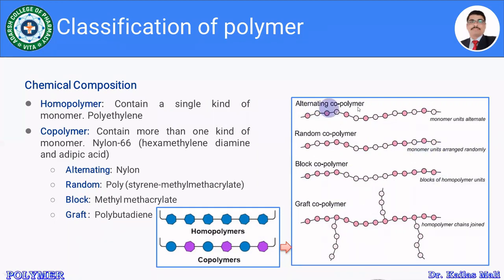So in the case of alternating polymers, monomer units are alternate. In the case of random copolymer, monomer units are arranged randomly. In the case of block copolymer, blocks of homopolymer units are present over here. So this is a block A, this is a block B, again there is a block A, again there is a block B. In this way the chain is formed. Then it is said to be the block copolymer. Then the graft copolymer, there are homopolymer chains joined by grafting onto the main polymer chain. Then it is said to be the graft copolymer. The example is polybutadiene. So in this way it is possible to classify the polymer according to their chemical composition.